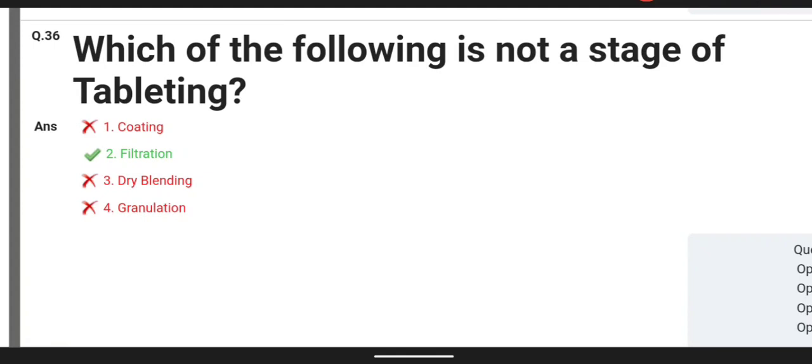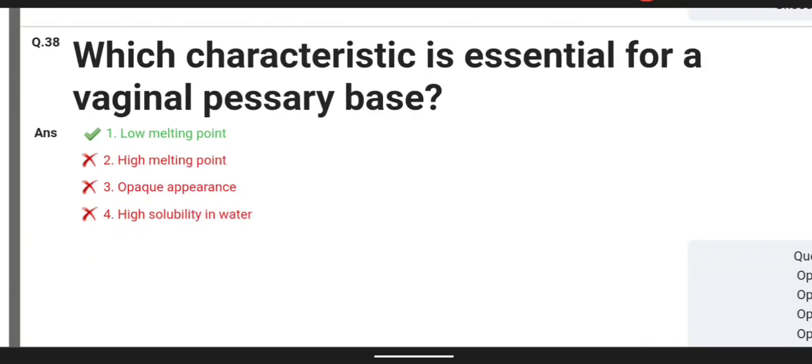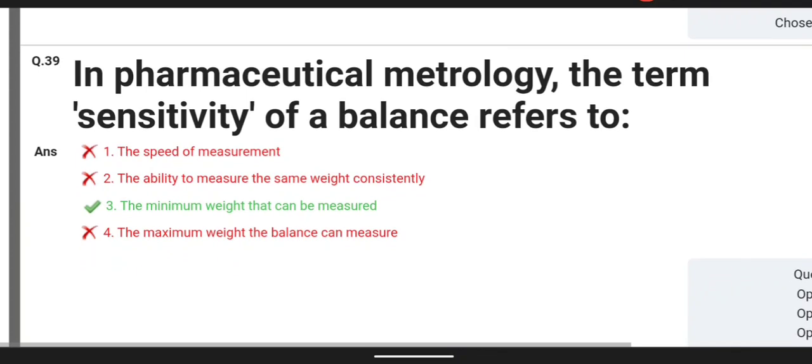Next, which of the following is not a stage of tableting? Answer: filtration. Chikungunya virus is transmitted to humans primarily through the bite of which mosquito? Aedes aegypti. Which characteristic is essential for a vaginal pessary base? Answer: low melting point.